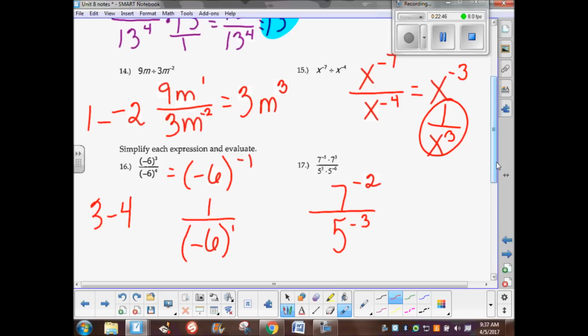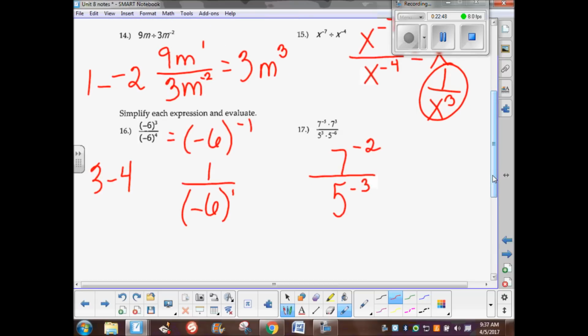But I've got to write positive exponents. Now I've got a negative in the top and a negative in the bottom, and I need positive exponents. Garrett, tell me what to write. So 5 to the positive third over 7 squared. Perfect. Flipped them, right? When you flip it, you change the sign of the exponent.